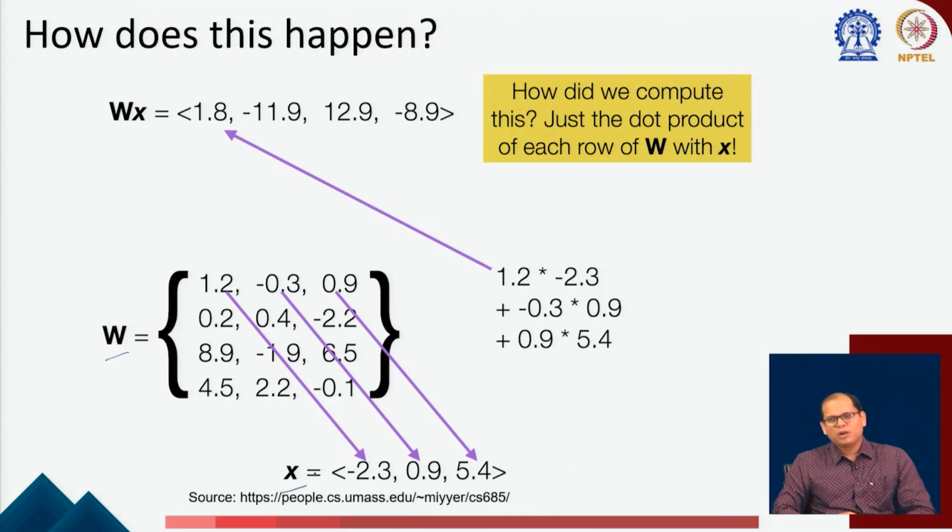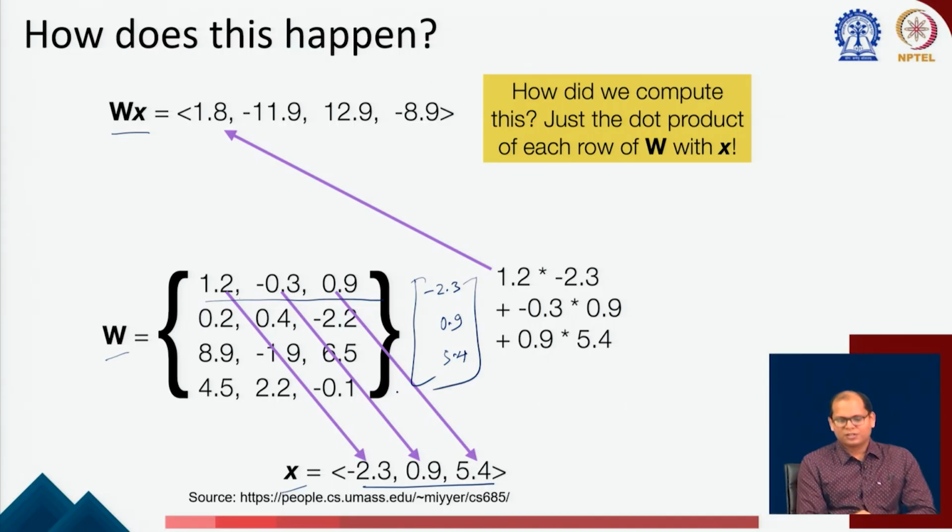Okay. So, now that you have this intuition, you have this weight matrix, and you have the composed phrase representation x, I will simply multiply W with x. And how does that happen? You multiply this whole row with this entire column. So, you put in minus 2.3, 0.9, 5.4, and you multiply. The first output will be 1.2 times minus 2.3, minus 0.3 times 0.9, plus 0.9 times 5.4, and this comes out to be 1.8.